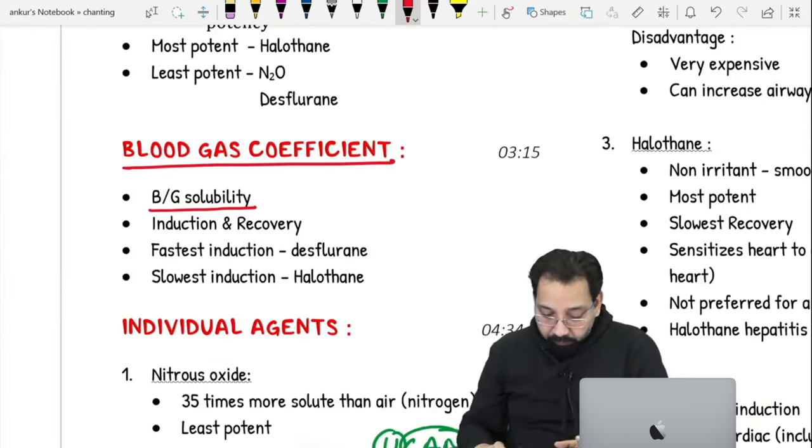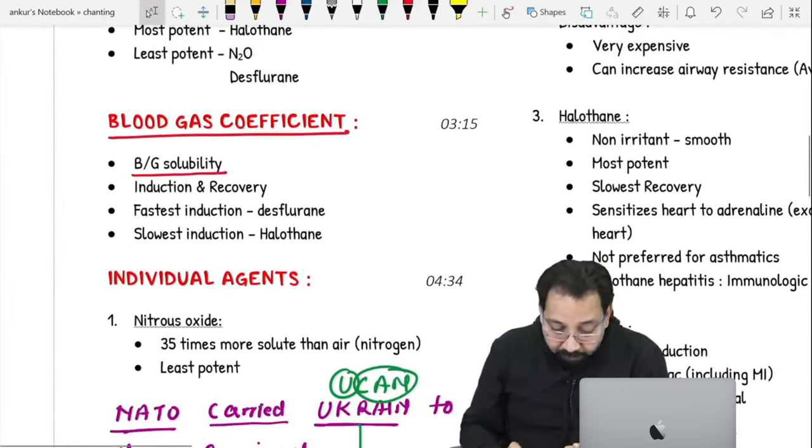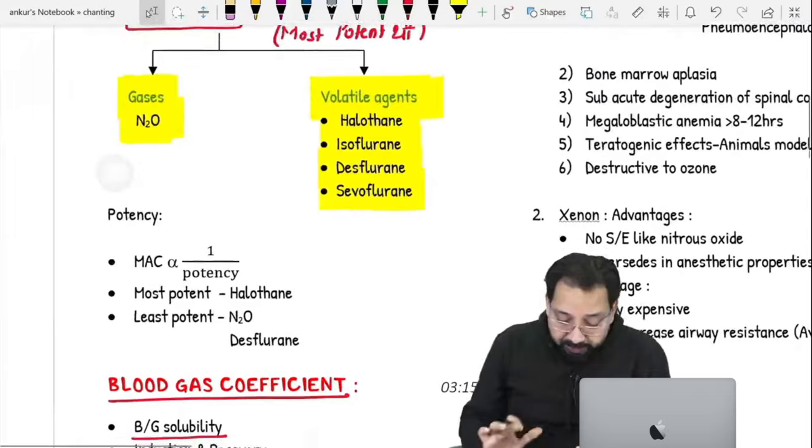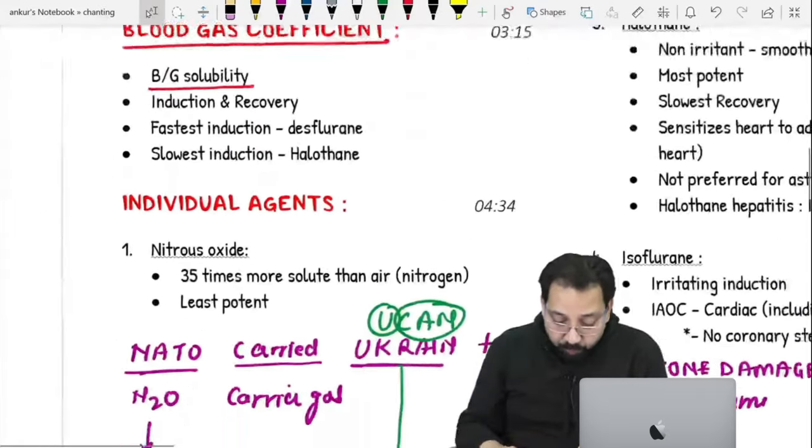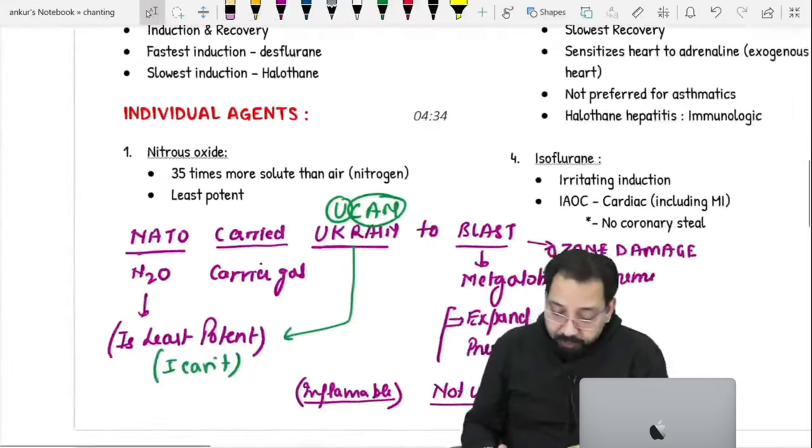Okay, now this classification of gas, N2O. For N2O I made the mnemonic NATO.